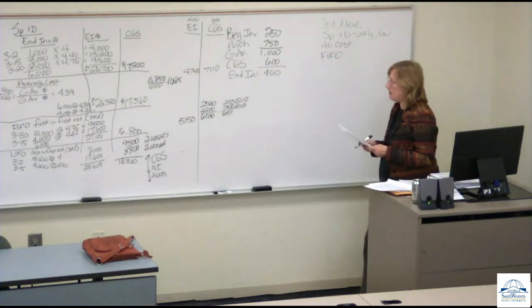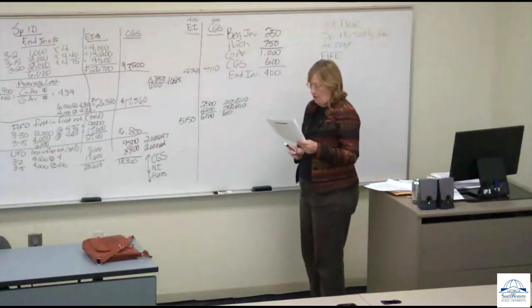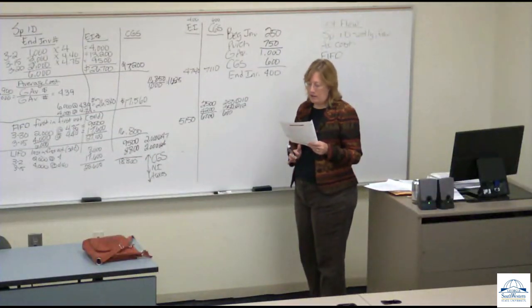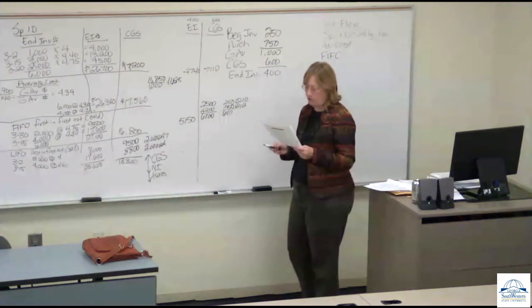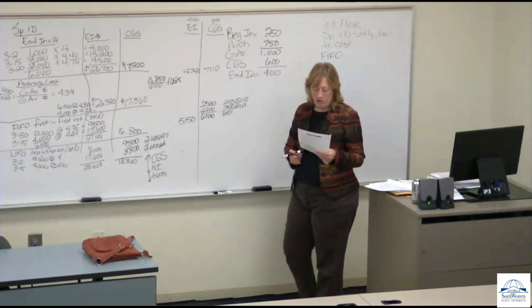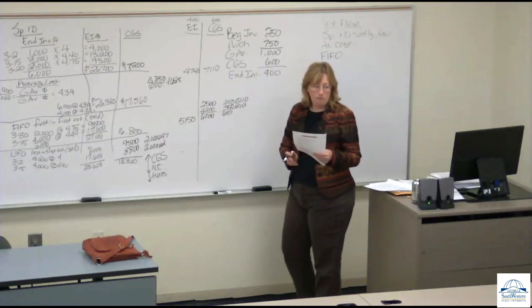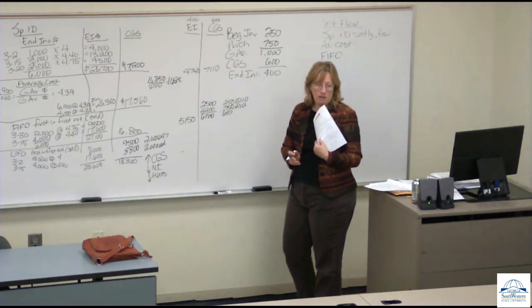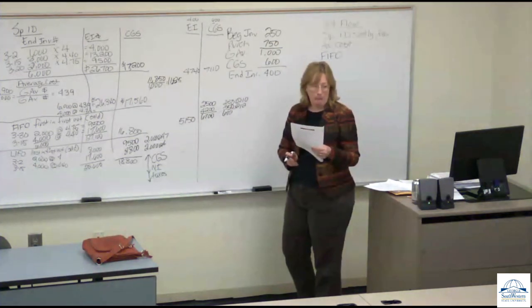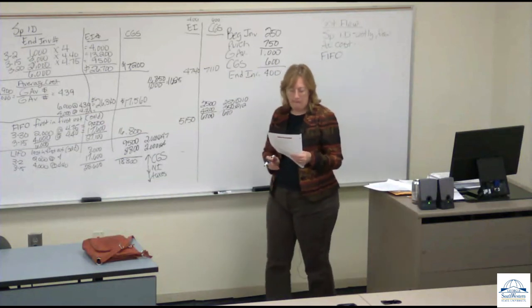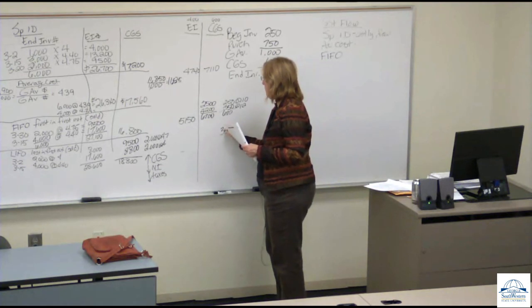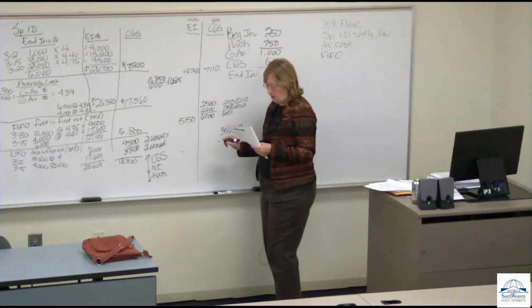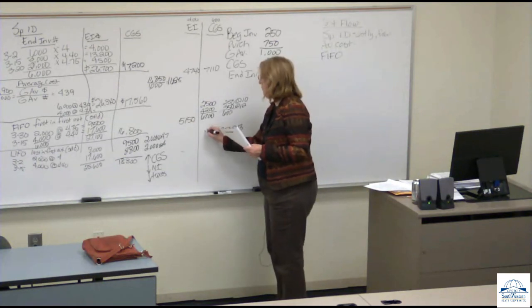Now we're going to go to LIFO. Under LIFO, let's do cost of goods sold again. The last ones in are the ones that we sold. The last ones in, which ones were those, Jeremy? The last ones in. Yeah, April 23rd, we had 350 at how much? 13. So that equals a total of 4,550, right?